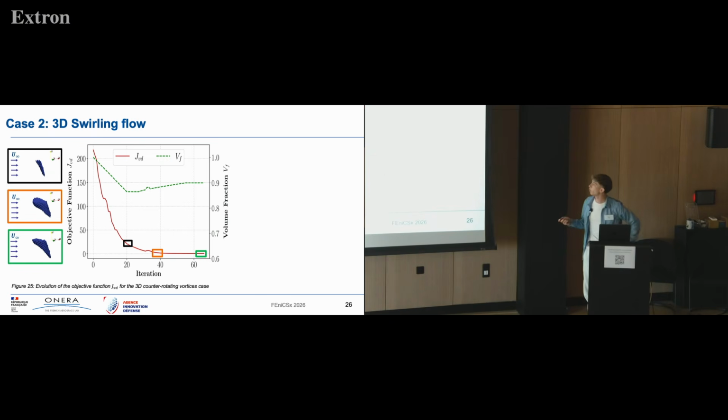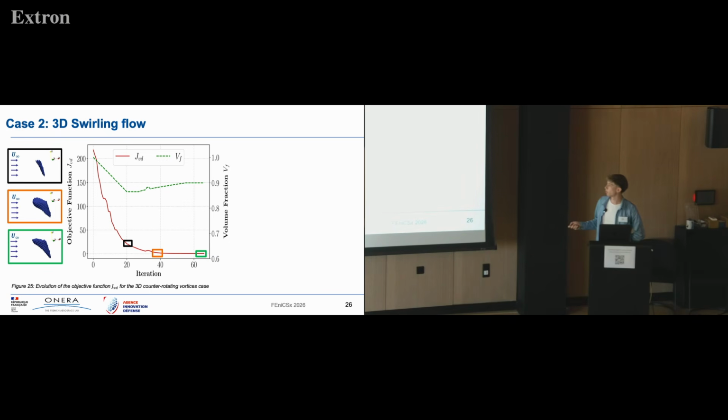So we can see the evolution of the objective function, the volume fraction, and the design at 3 different iterations. As you can see, the optimization rapidly introduces thin plates facing the flow. And at around 40 iterations, the objective function has decreased significantly. The obstacle features an inclination angle of 45 degrees, like a vortex generator.